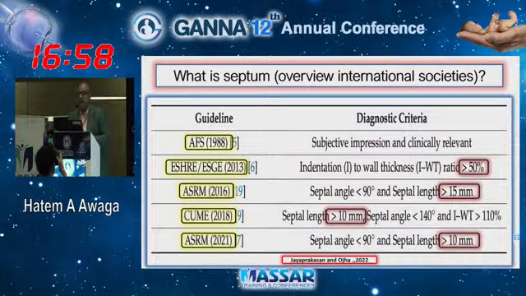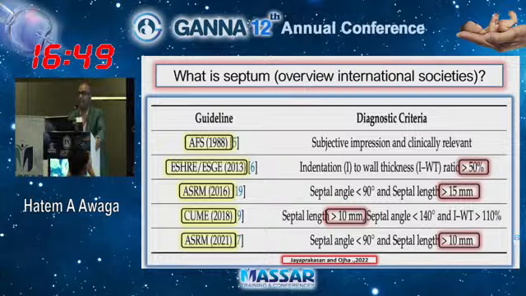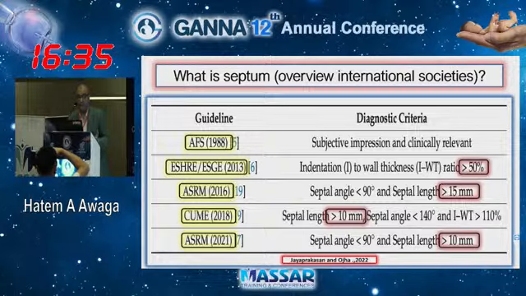Then another group, the CUME, in 2018 defined the septate uterus with an indentation of more than 10 millimeters or 1 centimeter. And then the ASRM finally in 2021 updated their definition to the cutoff level of 10 millimeters, I mean 1 centimeter. So the final definition of septate uterus is an indentation of more than 10 millimeters or 1 centimeter.